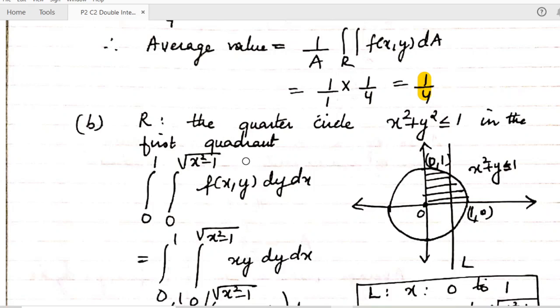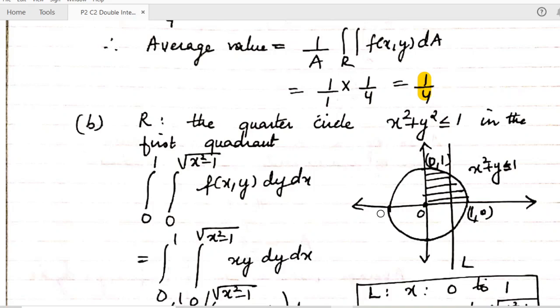Okay, so quarter circle means one quarter of the circle. And first we have to sketch the circle. So x square plus y square less than or equal to 1 means it is a circle centered at 0 with radius 1.